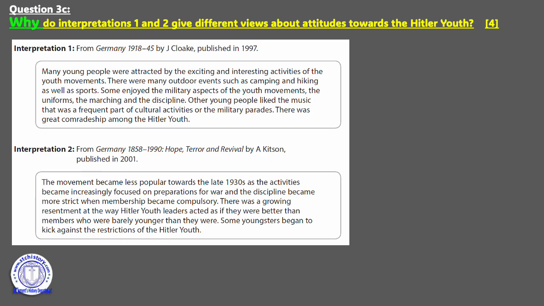3C is asking us, why do these interpretations have different views about attitudes towards the Hitler Youth? And some of you are coming up with some really random things for this, just totally forgetting the script. It doesn't matter when it was made and who made it. This is not what this question is asking, so don't waste your time on that. But there is a script, okay?